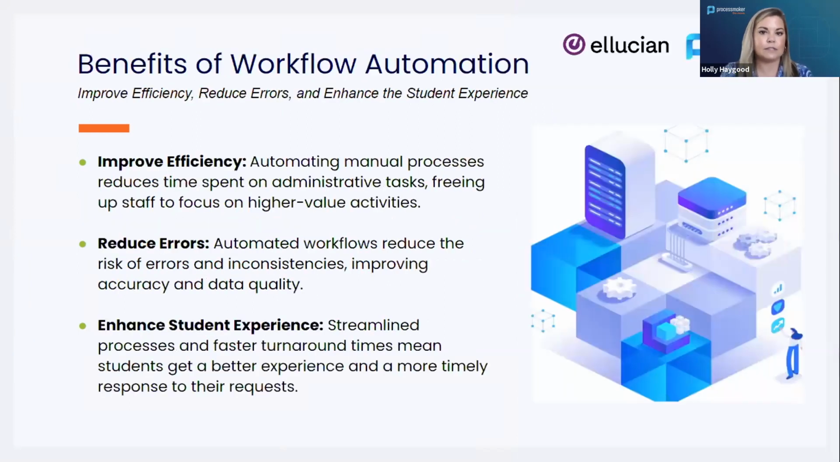The three major benefits from workflow automation we're focusing on today are improving efficiency, reducing errors, to really enhance student experience. So improving efficiency is just automating those manual processes to reduce time spent on administrative tasks, freeing up your staff to focus on higher level activities. By reducing those errors, it improves accuracy and the quality of data that is entering into your systems. And the core value in that is enhancing the student experience by getting them faster turnaround times to the requests that they've given you.